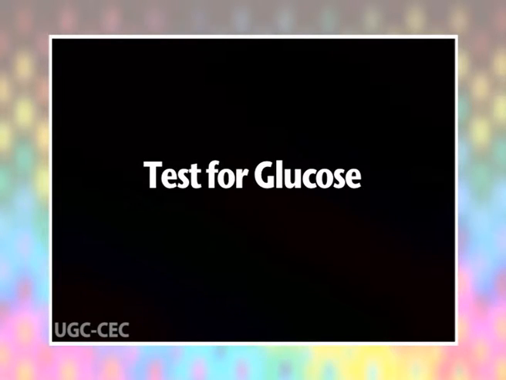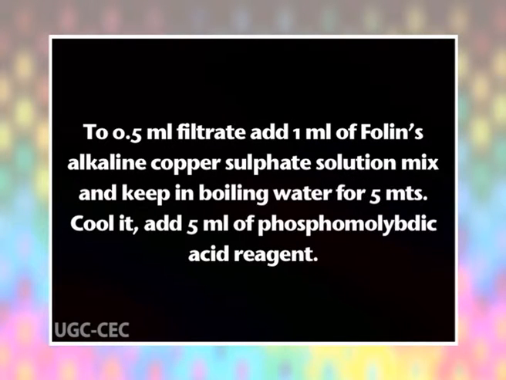Test for organic constituents in the filtrate. First being test for glucose in blood. To 0.5 ml filtrate, add 1 ml of Folin's alkaline copper sulfate solution, mix and keep in boiling water for 5 minutes. Cool it. Add 5 ml of phosphomolybdic acid reagent. A deep blue color shows the presence of glucose.